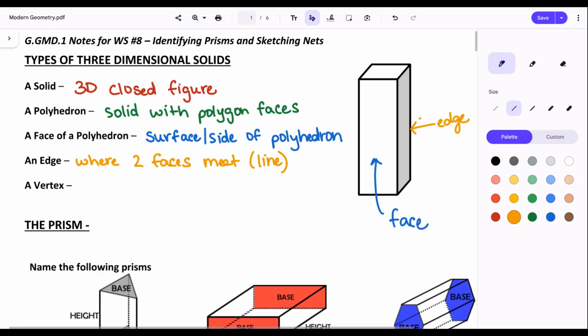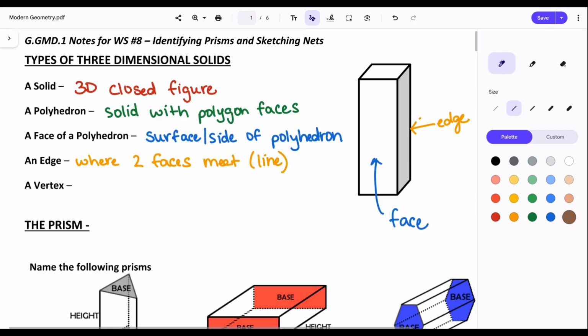Think about my classroom right now. My room itself is a three-dimensional shape. All my walls could be like my faces here, and the ceiling and the floor could be faces as well. But when the two walls over here meet, when the front wall meets that wall over there, right in the middle is a line. That would be an edge. And that would happen in all the corners of my room, or anywhere where two faces kind of come and meet each other, they're going to make that edge.